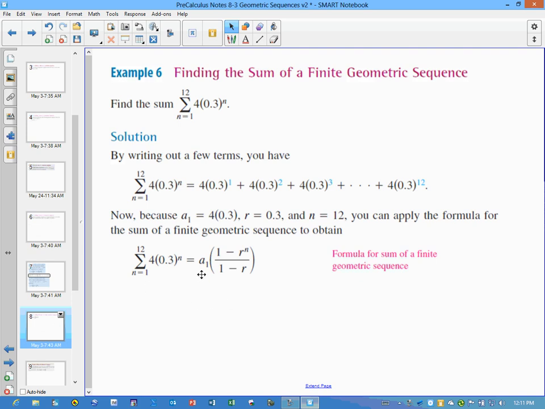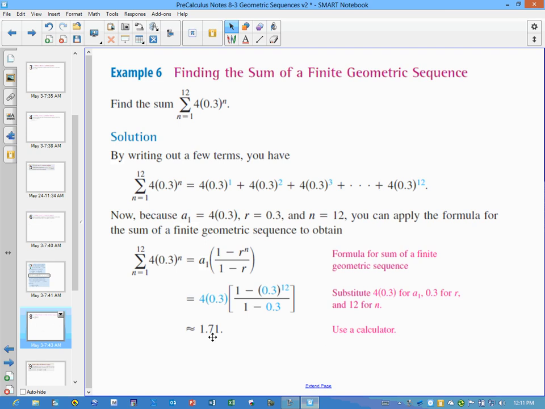We can say that our first term is going to be 1.2, because 4 times 0.3 is 1.2. And then r is 0.3, and n, because we wanted the first 12 here, would be 12. And substituting that, we get this expression, which of course simplifies to approximately 1.71.